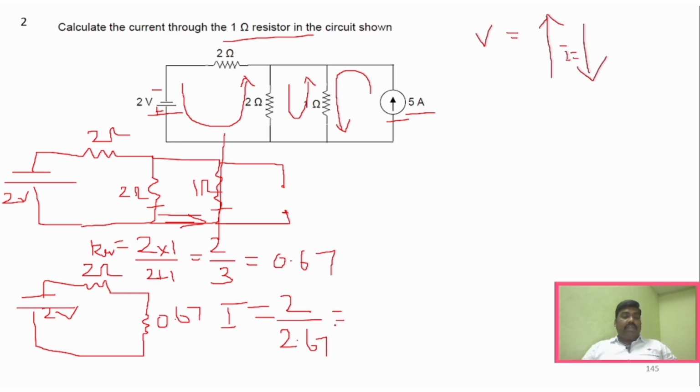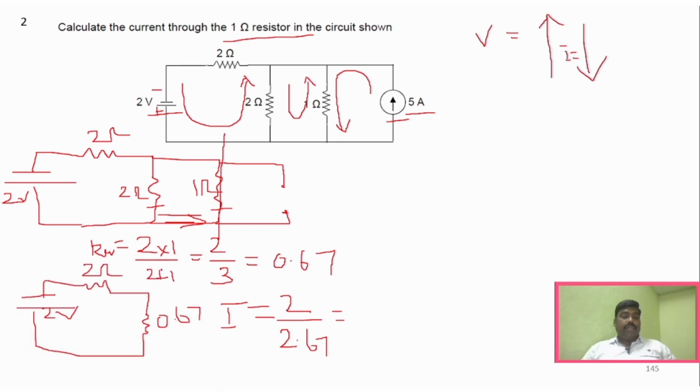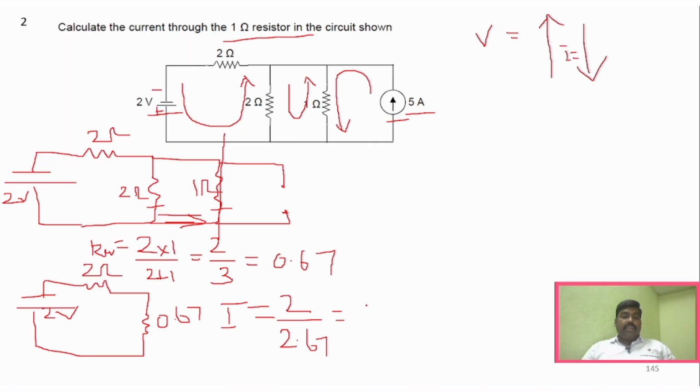So what is the current value we'll get now? 2 divided by 2.67, right? So it will be 0.74. Hope we understand all these things. This is the overall current.